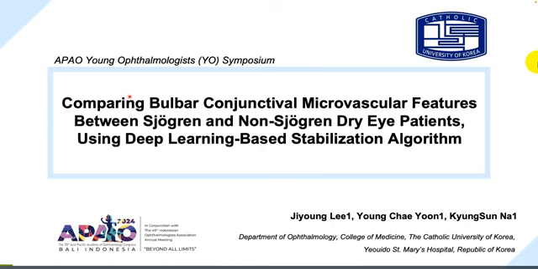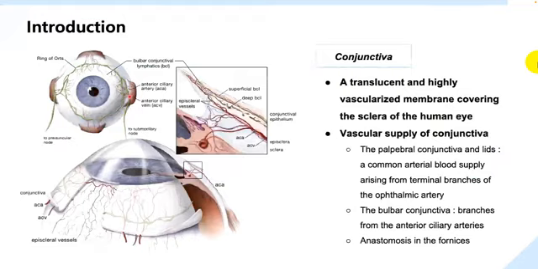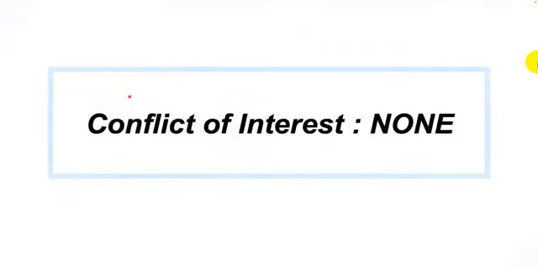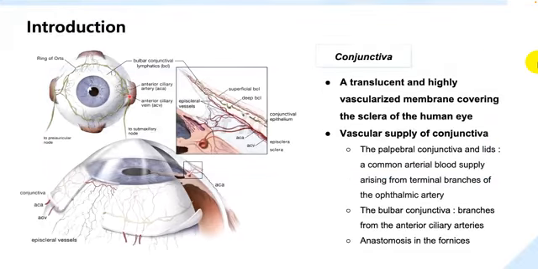Today I'm going to talk about comparing bulbar conjunctival microvasculature features between Sjogren and non-Sjogren dry eye patients using a deep learning-based stabilization algorithm. There is no conflict of interest in this study.